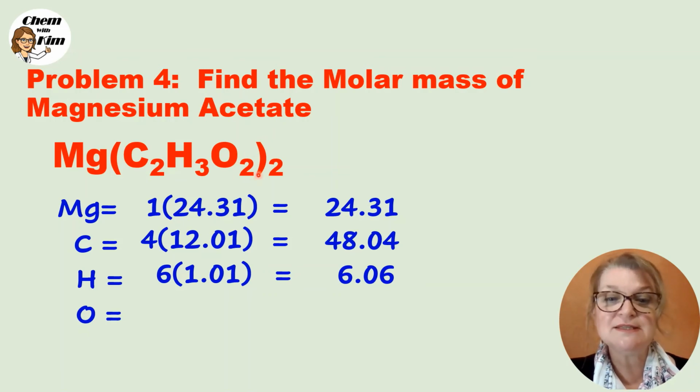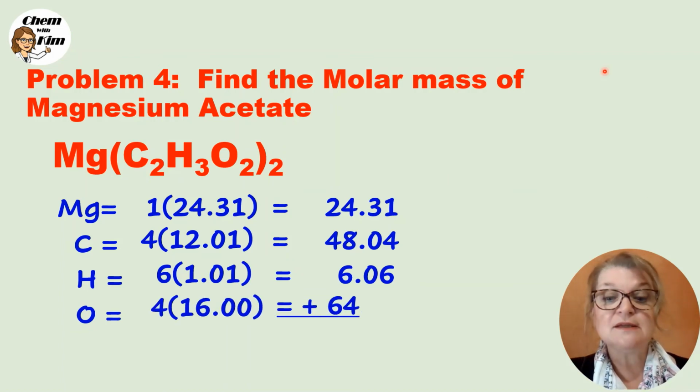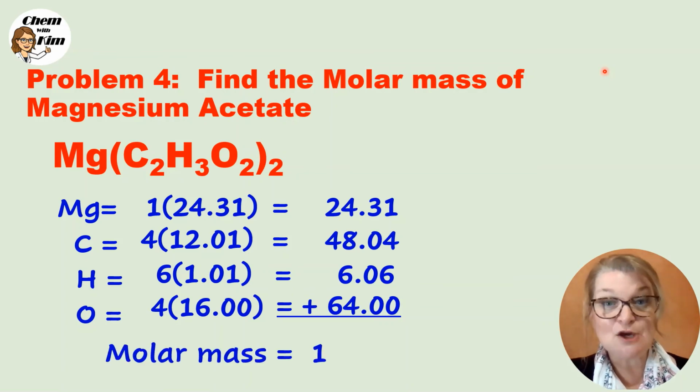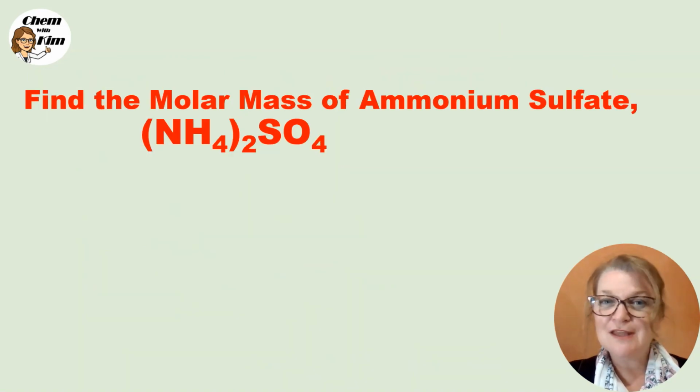And again, the oxygen is inside the parentheses with a subscript of 2. We need to multiply this subscript by the one outside. 2 times 2 is 4 moles of oxygen. 4 times 16.00 is going to give us 64.00 grams. And again, we're going to add all of those up to get the molar mass of the entire compound, which would be 142.41 grams per mole.